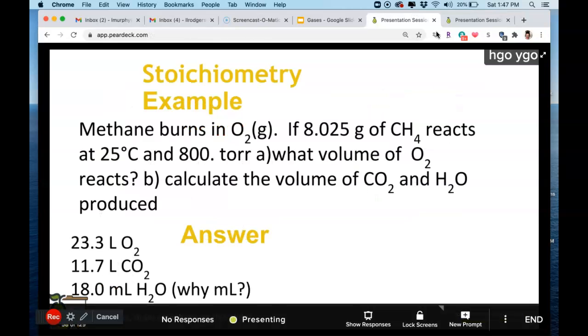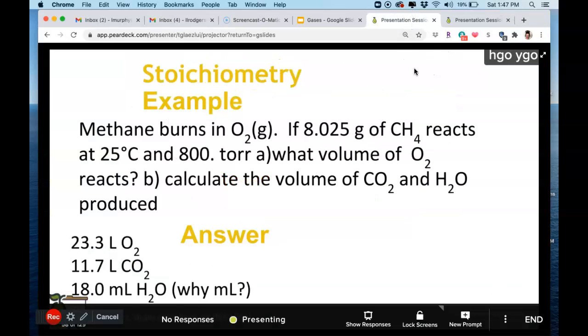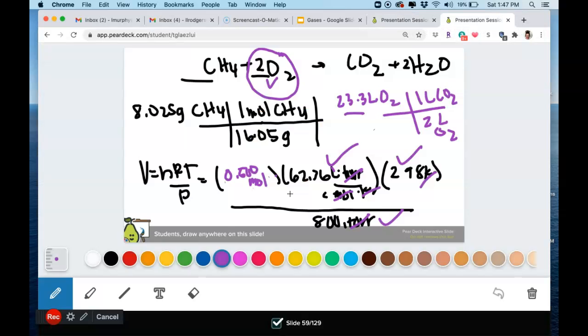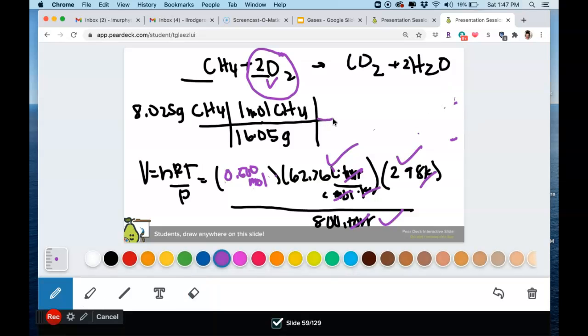Okay, and then water is a little bit funky, so I'm going to do this. Notice that I put water as milliliters, and the reason it's in milliliters is because in general, water in a chemical reaction is a liquid, and so we usually talk about liquids in terms of milliliters. So I'm going to start it off the same. I'm going to say my grams of methane to moles of methane, and then moles of methane to moles of water. So 1 mole of methane that reacts, 2 moles of water are produced.